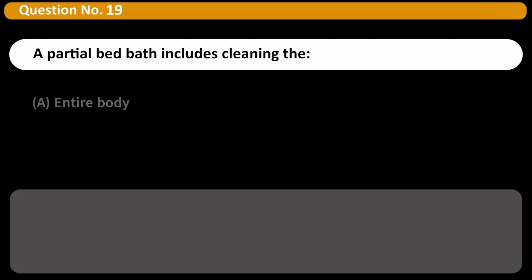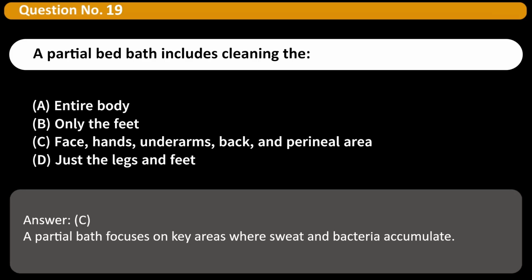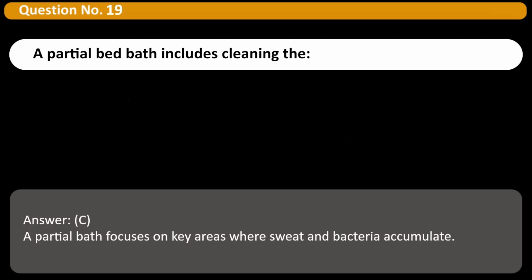A partial bed bath includes cleaning the: A. Entire body. B. Only the feet. C. Face, hands, underarms, back, and perineal area. D. Just the legs and feet. Answer C. A partial bath focuses on key areas where sweat and bacteria accumulate.